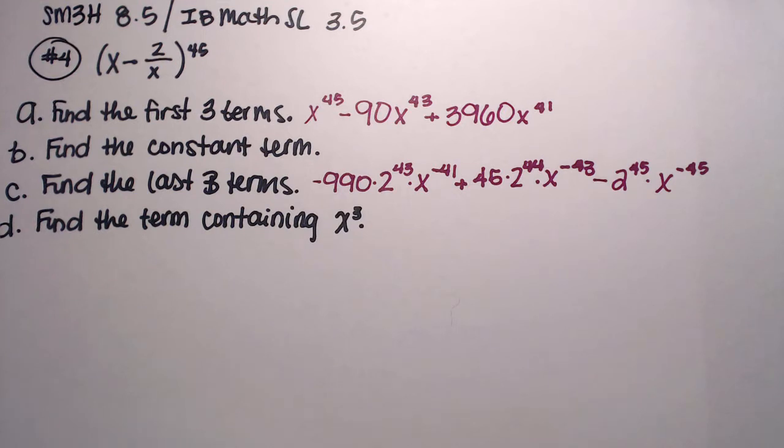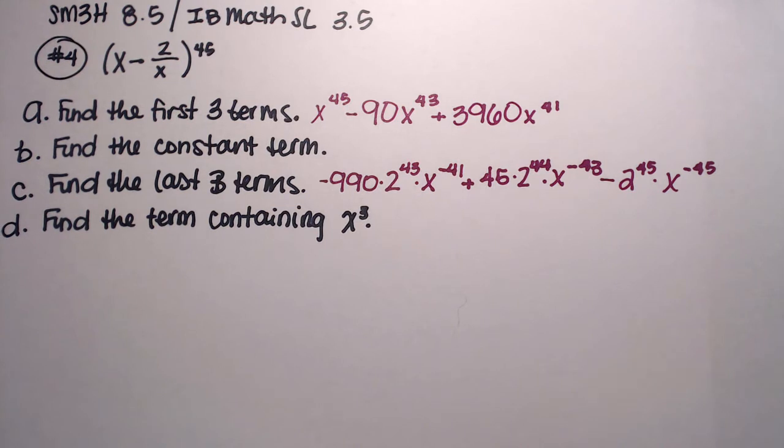In this video, I'm going to go over B and D for number 4 in 8.5 or 3.5, depending on your class. You're going to hear a baby in the background.